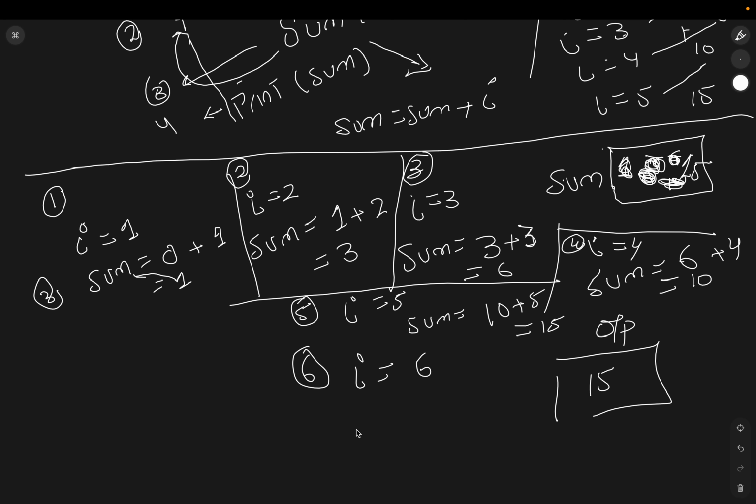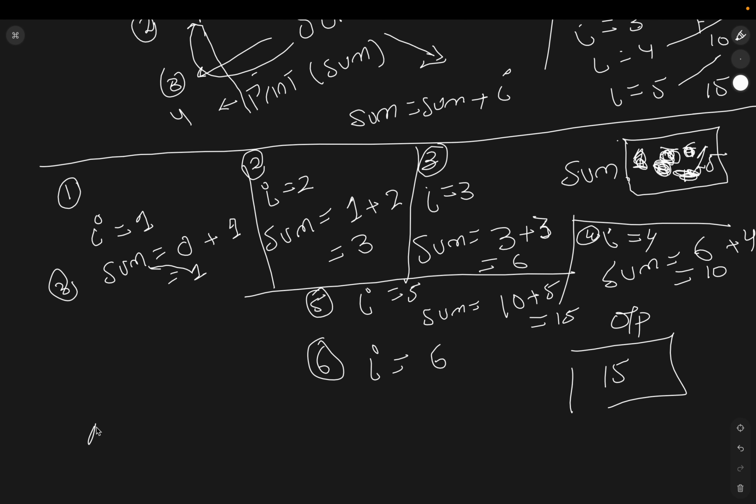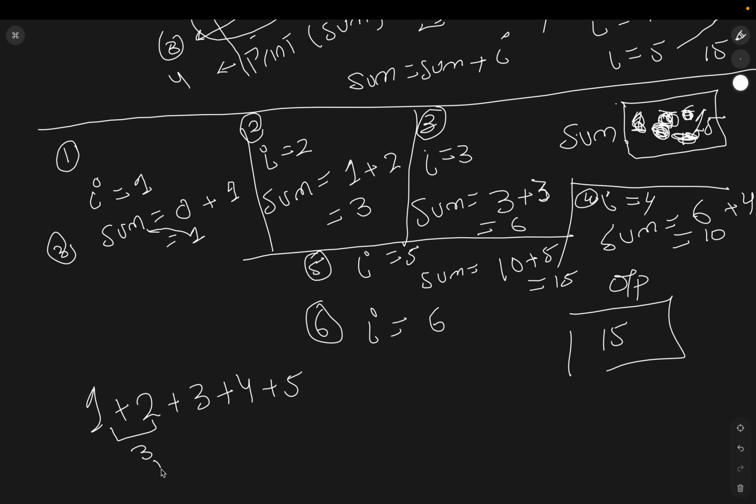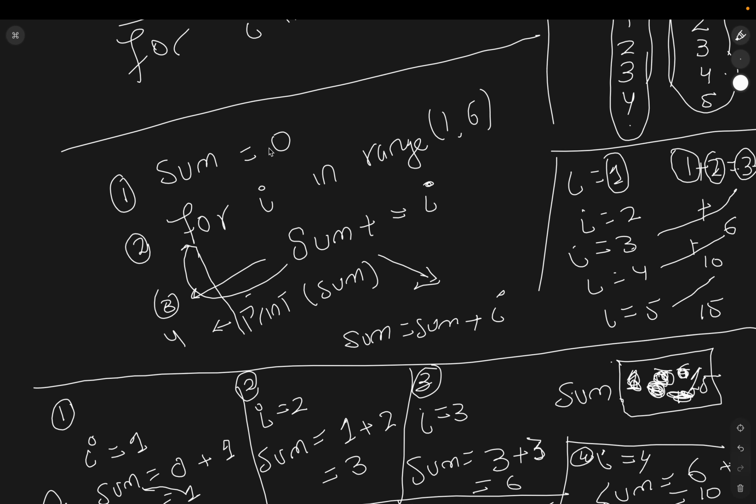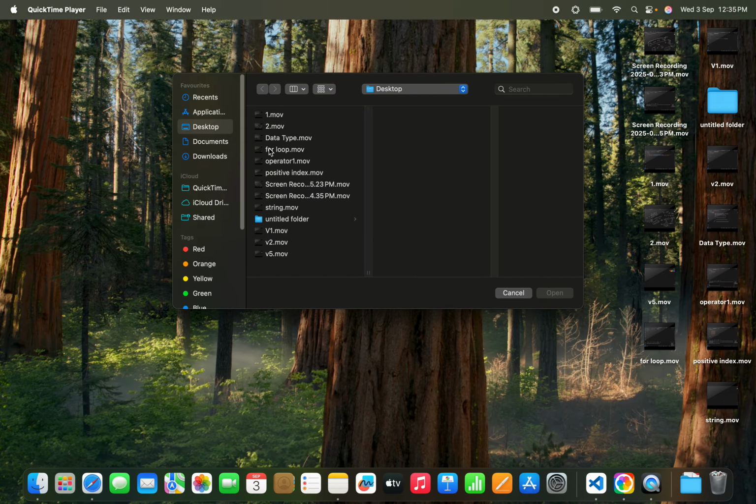Right? If you want to check it like this, I can say here 1 plus 2 plus 3 plus 4 plus 5, right? Something like this we did. 1 plus 2 is 3, 3 plus 3 is 6, 6 plus 4 is 10, 10 plus 5 is 15. That's what we did here, and this we did with this for loop, right? Now let's see it in the coding itself.